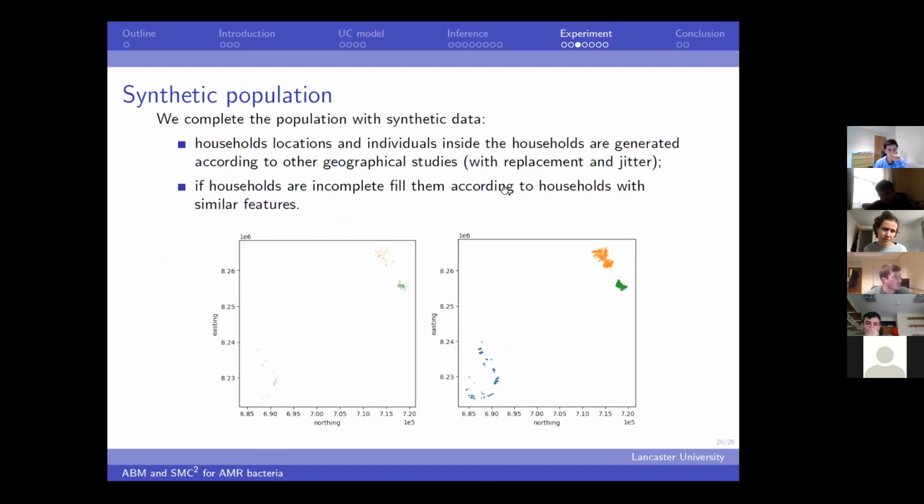So the idea was to create a synthetic population algorithm, which is just filling the areal study with some synthetic households. And these synthetic households are obtained from other geographical studies. So essentially what I'm doing is running the algorithm to fill this area of study with other households. And if the households are incomplete in terms of individuals, I will try to sample some individuals with similar features to fill the synthetic households. And of course, now you can see that these areas of study are way more dense in households, and they look way more like the real areas of study.